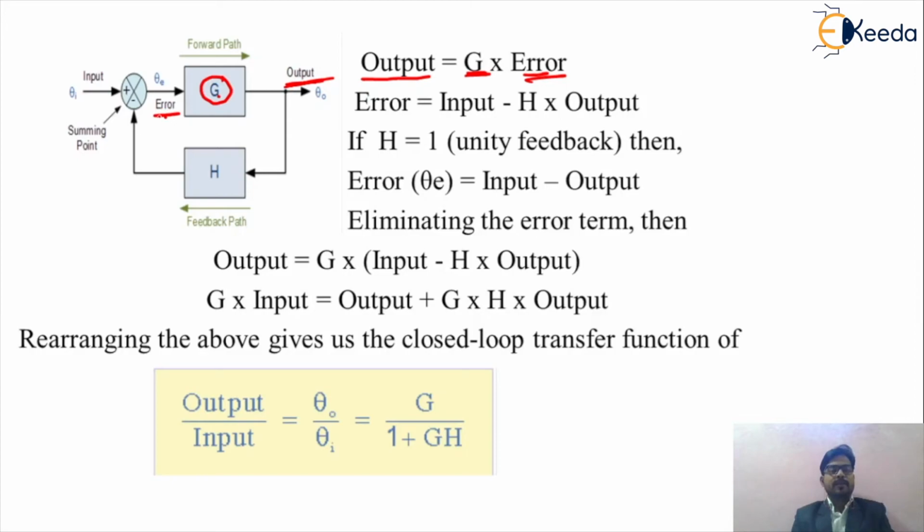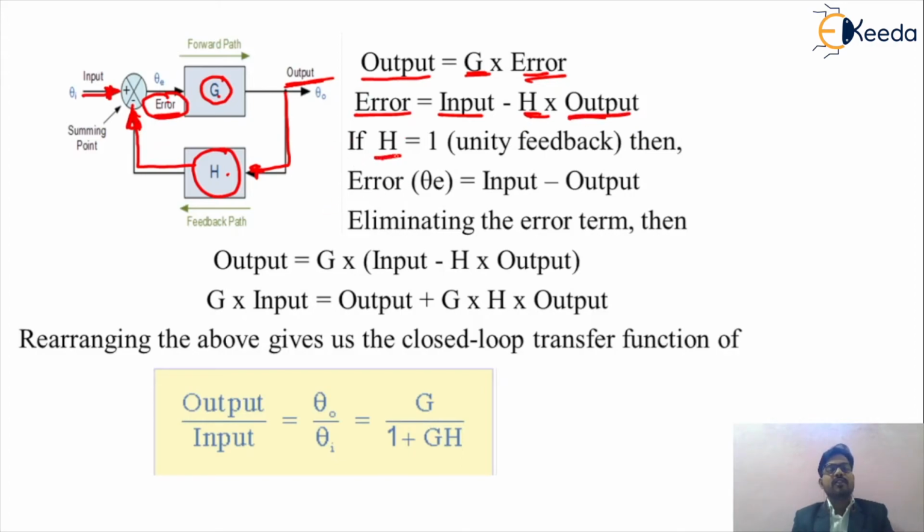This is the first thing. Then the second thing is the error. The error is basically the input minus H into output. What do we mean by H? It is the feedback gain. H into output gives you the feedback value. So the error is equal to input minus H into output. This will be the second transfer function, a very important term.